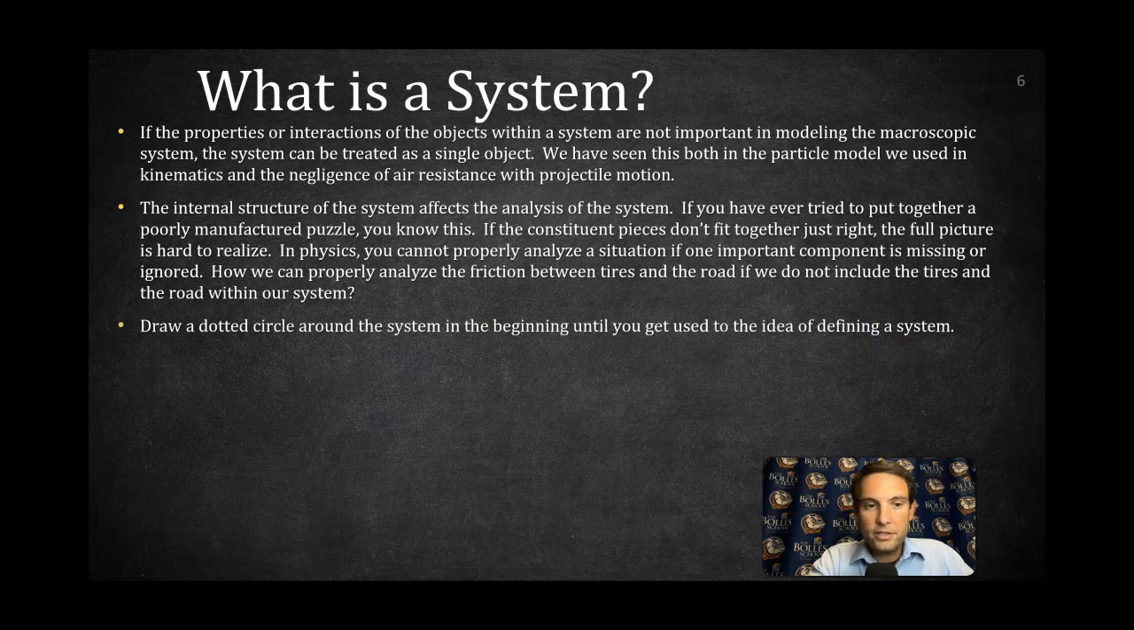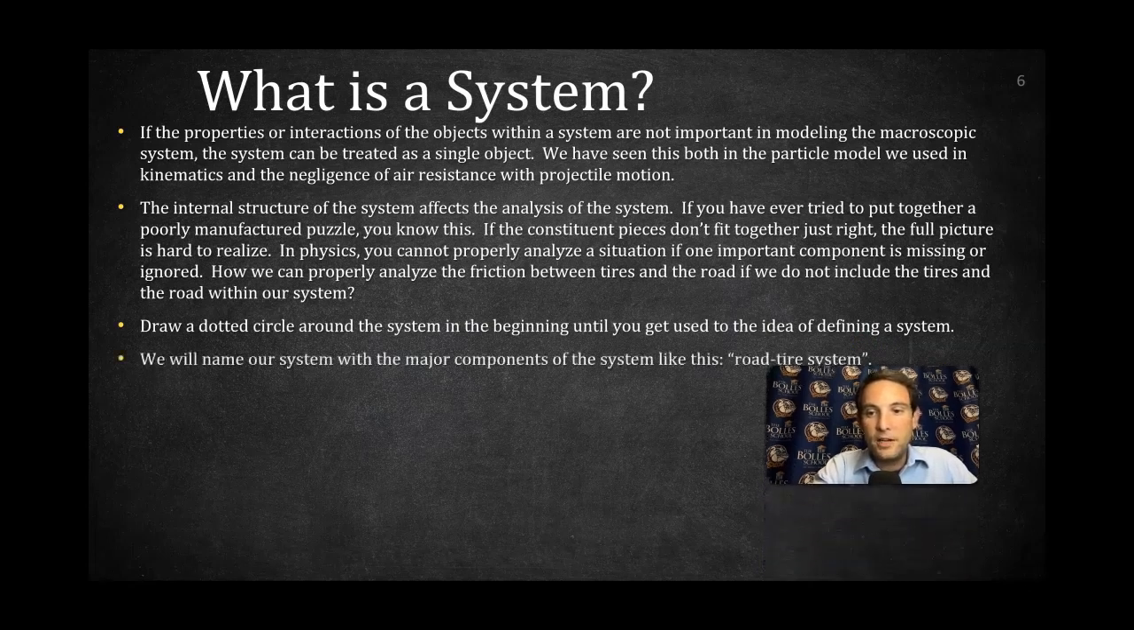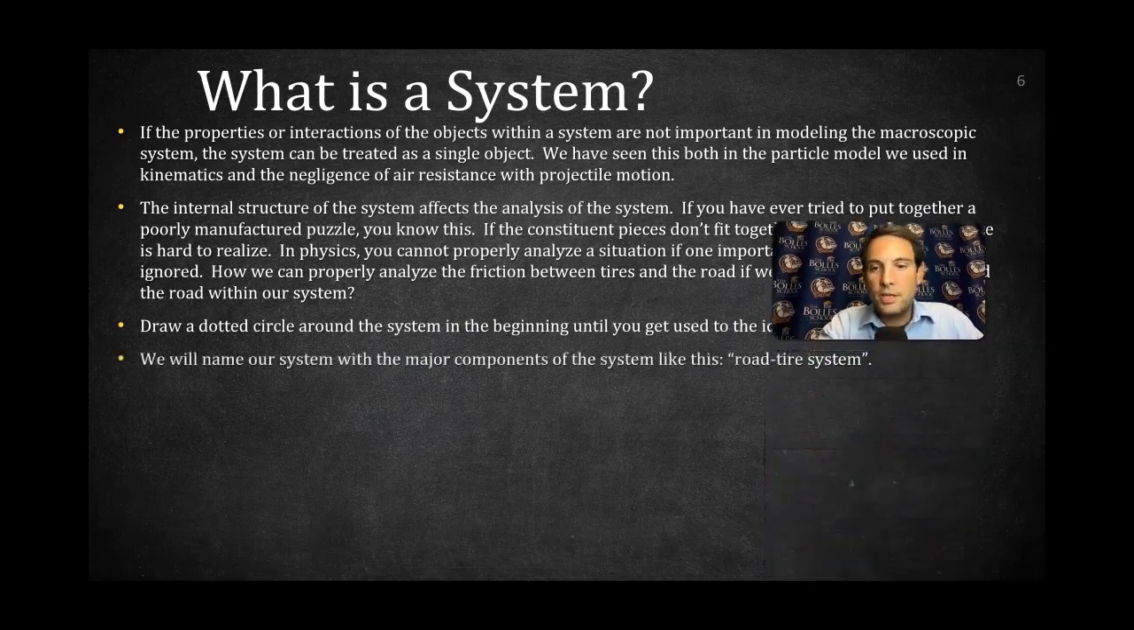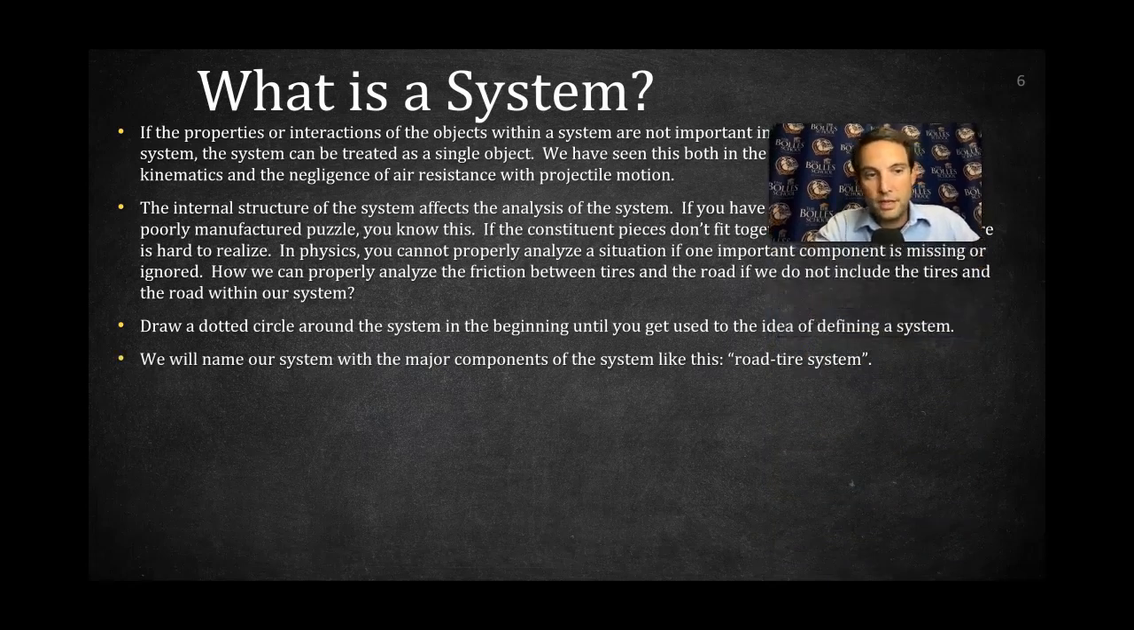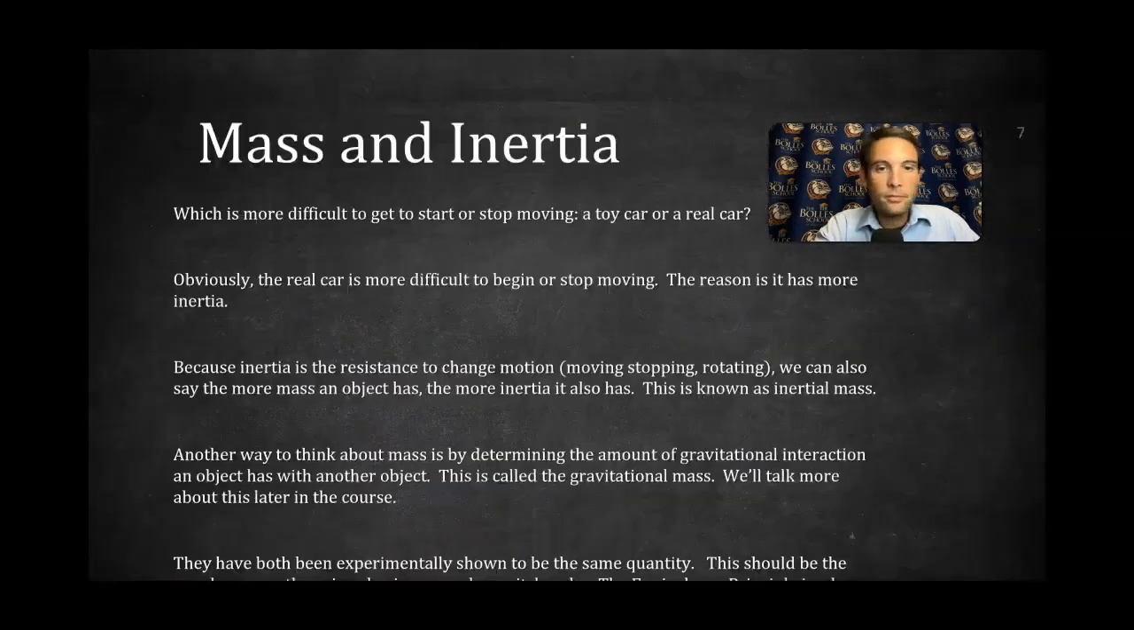To identify our system, we're going to start by drawing a dotted circle around the system, especially in the beginning until you get used to the idea of defining a system. We'll name our system with the major components like this. A road tire system would be the system where we're analyzing the tires on the road.